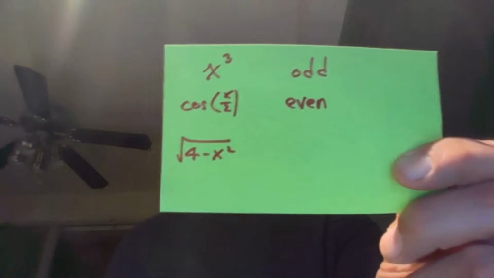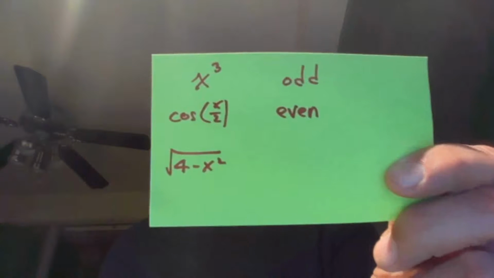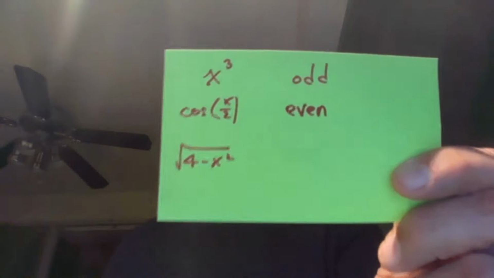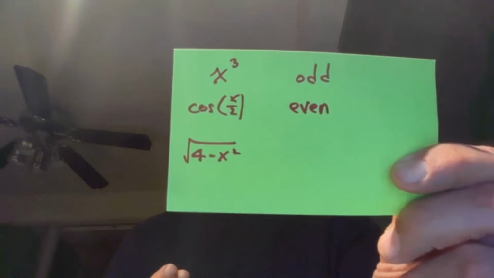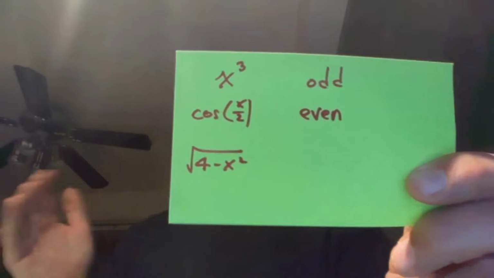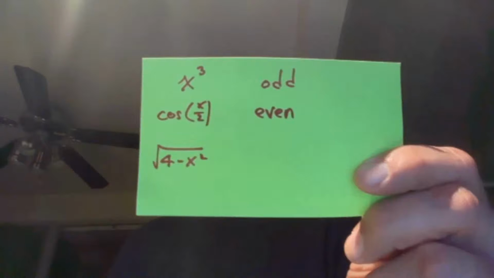Well, the easiest way to do that is just to replace the x by the minus x and see what you get. And if you do that, you get the same thing because the minus x is squared and you just get x squared again. So 4 minus x squared stays 4 minus x squared. So that's even too. I'm going to write that down.